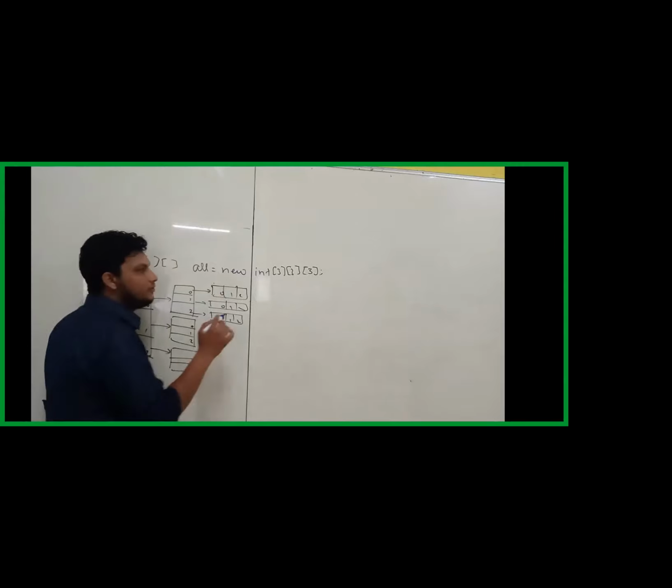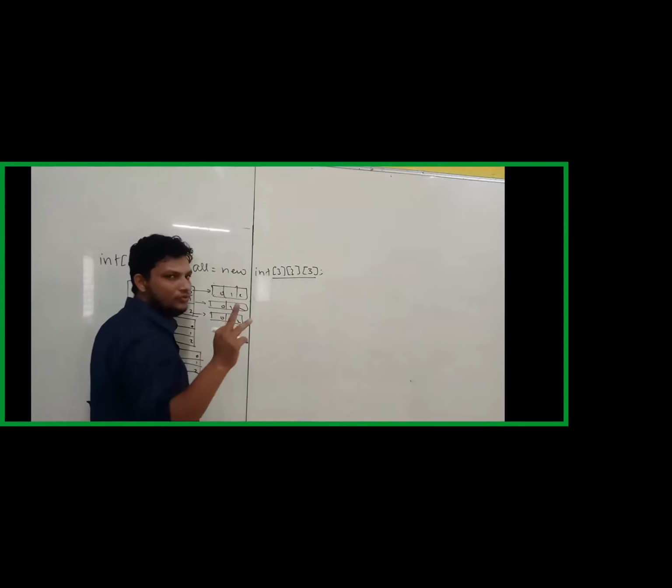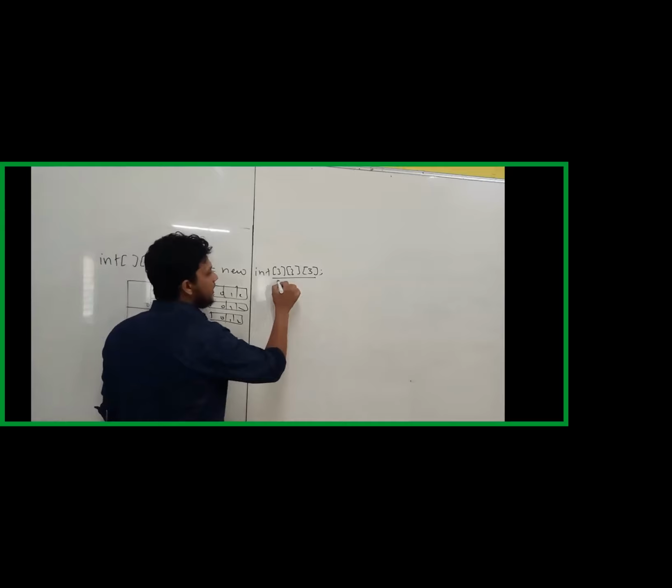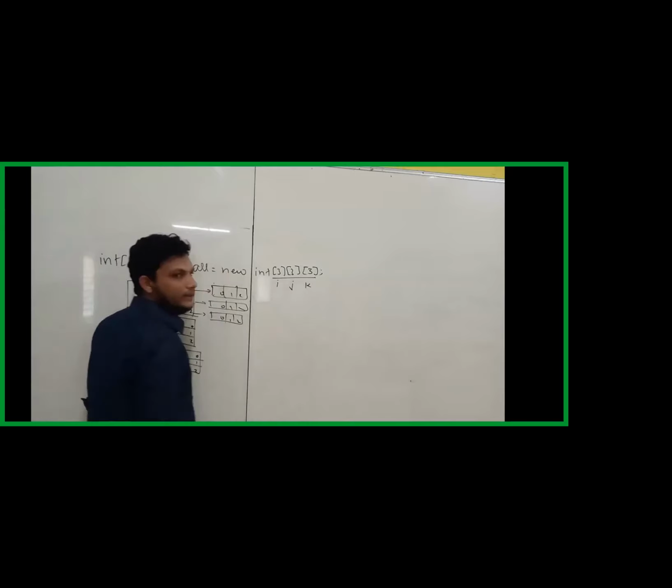Again, guys, 3-dimension means 3 for loops. 2-dimension means 2 for loops. 1-dimension means 1 for loop. 4-dimension means 4 for loops. Like this, the loops will be implemented. So let's take I, J and K like this.